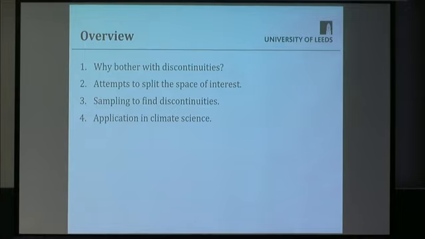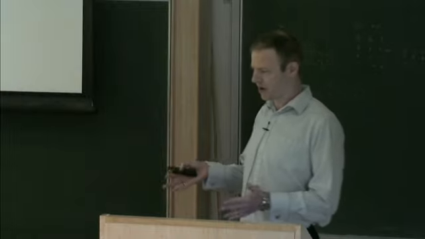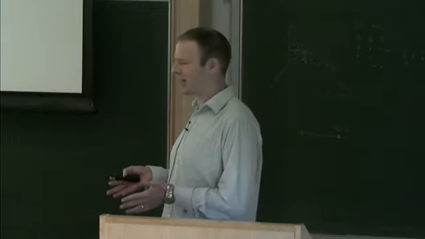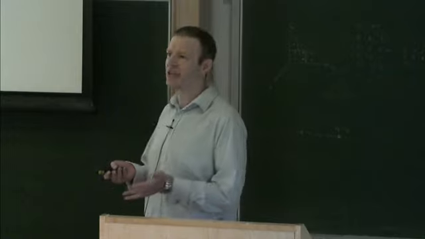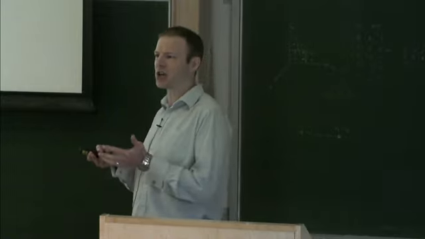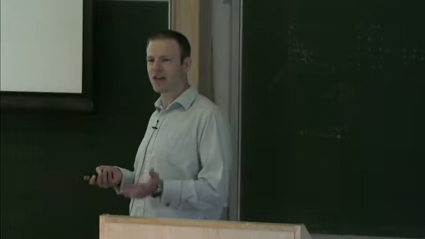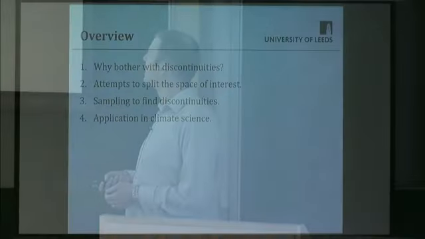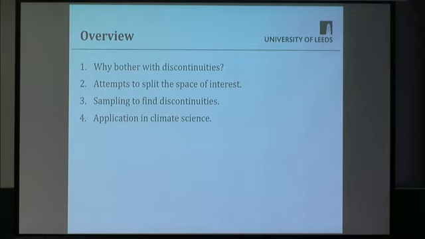I'm going to say, well, okay, so we've got this problem where there's discontinuities. How do I go about sampling from my input space, for my computer model, say, to find discontinuities? So it's a little bit different from trying to find a good surrogate model where there's no splits, where you're trying to get an appreciation of the correlation structure. Here we're trying to not only get an appreciation of the correlation structure, but also where these splits are in the process. And I'll finish off with application in climate science.